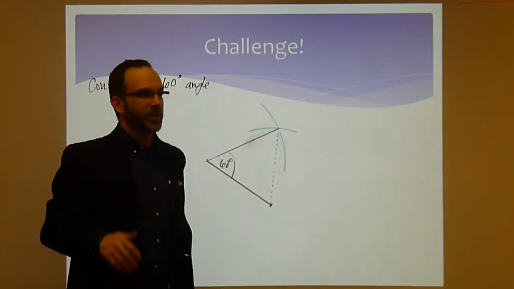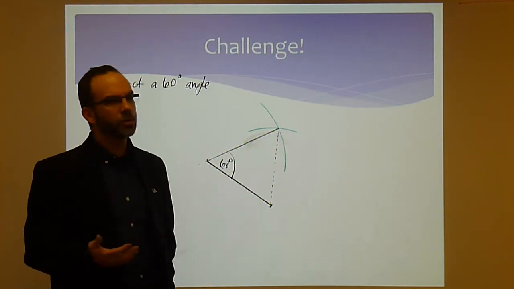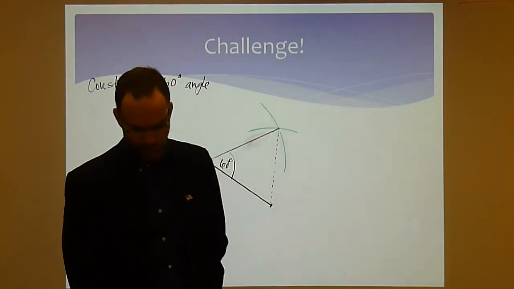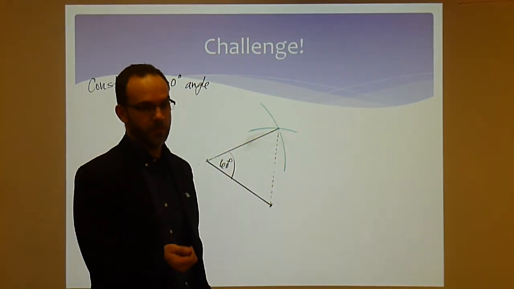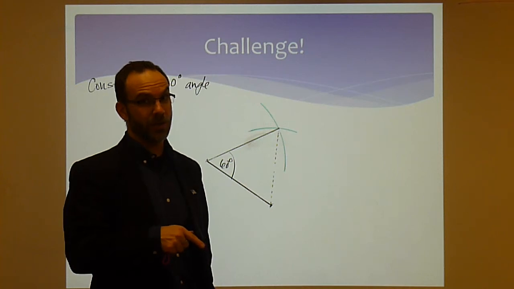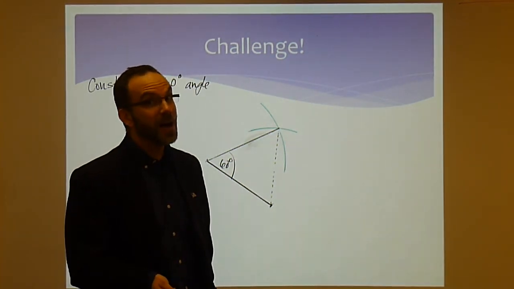Here's the thought. I'll leave you with this. And I'm not going to do this one. I'll leave it up to you. How would you construct a 30-degree angle? 30 degrees. And after you have figured out how to draw a 30-degree angle, how would you construct a 75-degree angle?